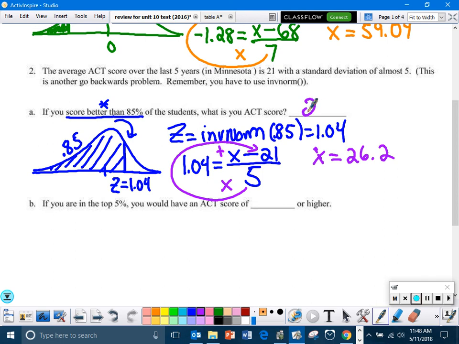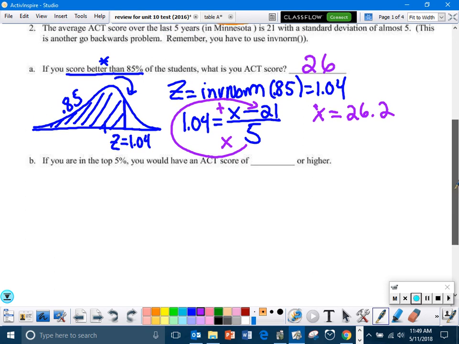So you got an ACT score of 26 or better, okay? But that's the cutoff for that z-score. So your score should be about a 26. All right, the next one.